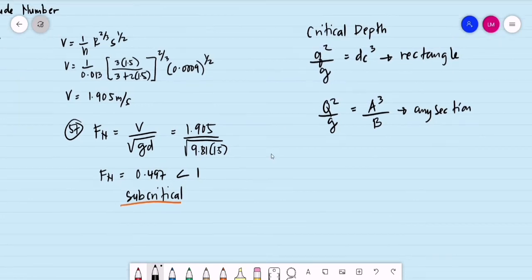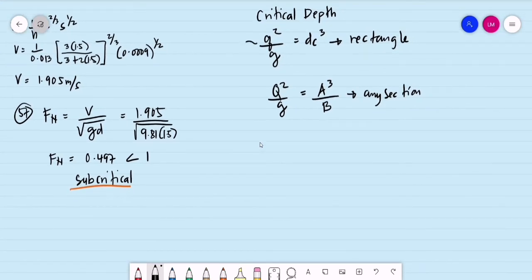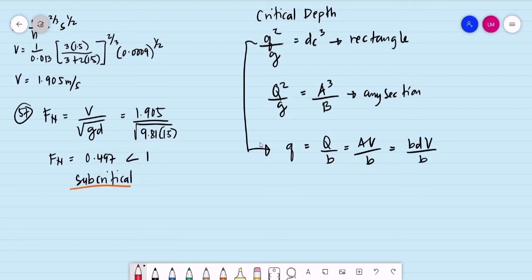Okay, ano yung equivalent ng small q? So dito tayo kasi rectangular naman. The small q is equal to the discharge divided by b. Ano ba yung Q natin? Area times velocity divided by b. Kapag rectangular lang naman, ito yung bd times the velocity divided by b. So pwede mong i-cancel yung b dito. Magkakaroon tayo ng equivalent ng q as simply the velocity times the depth of flow. So kung kukunin natin yan, the velocity is 1.905 meters per second. The depth of flow is 1.5. So kunin natin yung small q.